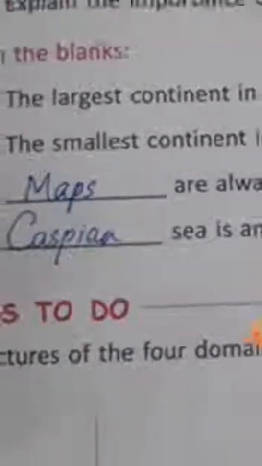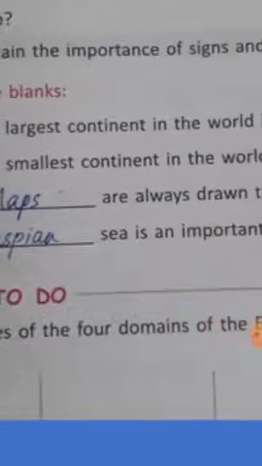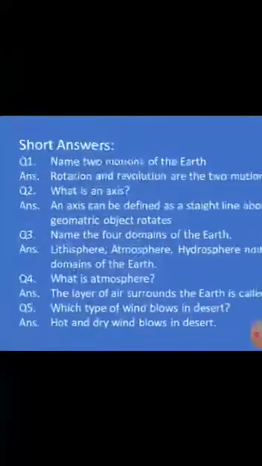Then next, dash sea is an important sea, Caspian Sea. You can write Caspian Sea or Red Sea. Any sea's name you can write. Arabian Sea, any sea's name you can write. Okay, then listen. The largest continent in the world is Asia. The smallest continent in the world is Australia. Then maps are always drawn to scale. Then Caspian Sea is an important sea. Okay, clear all of you? Write this in copy.